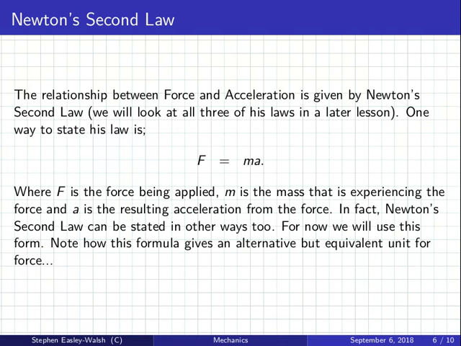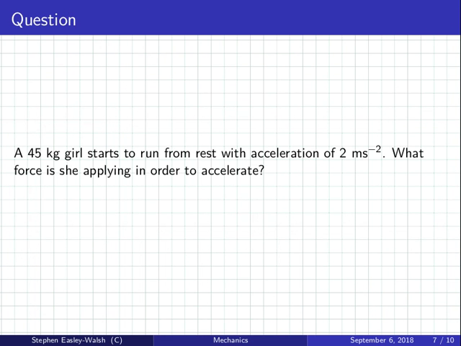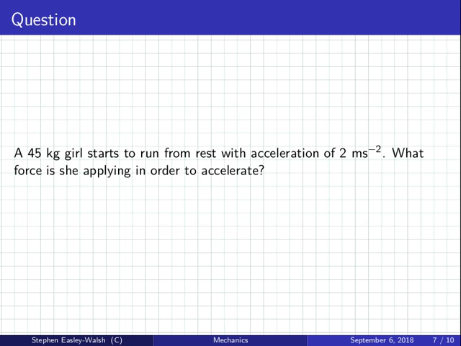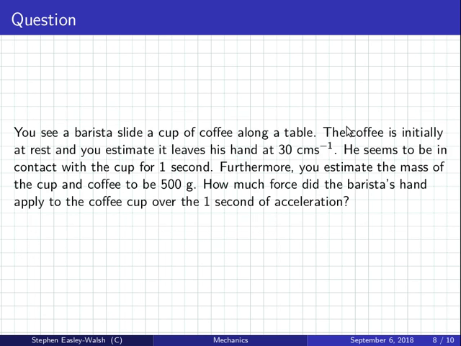Got that? Yeah? Okay. Here is a very simple question. I think you can all do it. I'll give you a minute to try it. Maybe you can even do it in your head. A 45 kilogram girl starts to run from rest with an acceleration of 2 meters per second squared. What force is she applying in order to accelerate? 90 newtons, yeah, because F equals ma. 45 multiplied by 2.